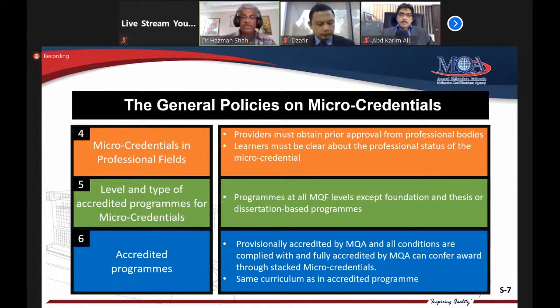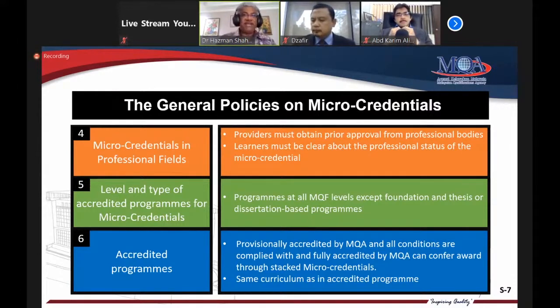And of course, when you say accredited programs, these programs are both provisionally accredited and fully accredited. Provisionally accredited programs are often given approval by MQA with conditions, conditions to meet within 6 months, 1 year. And these conditions must be completed before you launch your micro-credentials. And of course, the reason is obvious to everybody that when you launch the micro-credential, you want to make sure it has addressed any outstanding issues that MQA has raised before you are unbundling them for a different group of learners. And of course, fully accredited programs.